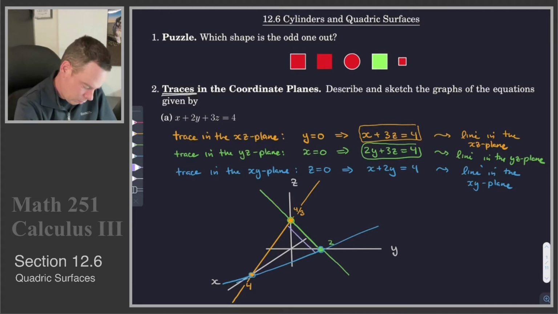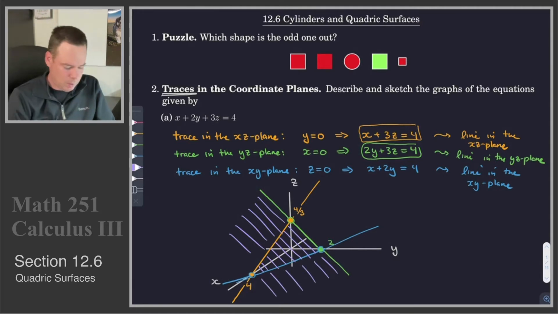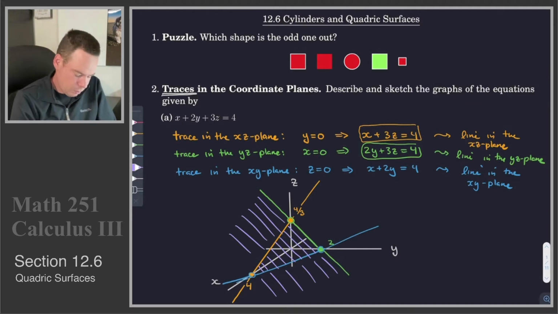Maybe I'll just draw some line segments. So it's going to be made up of this triangle here, and then extended. So it's basically this whole plane. I'll draw some more line segments outside. So it's basically a plane that looks like this, where it intersects those coordinate planes in these 3 line segments. So this is going to be a plane.